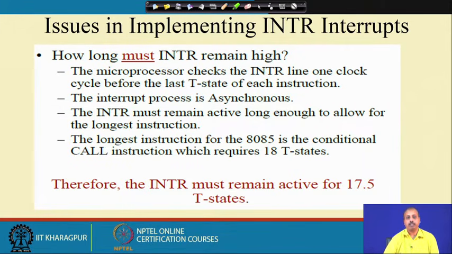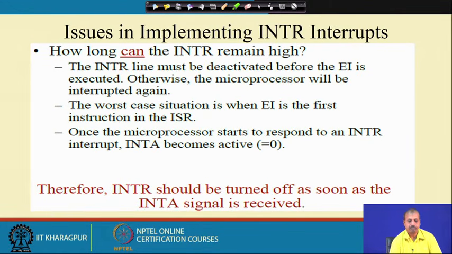Now, you can understand that if I have a 2 megahertz clock frequency, then that is 17.5 divided by 2 megahertz, so this much time the interrupt line must be high. If the interrupt line is not high for that much time, it may so happen that the processor misses that point and it is not sensed by the processor. So, this is the guideline for raising the INTR signal.